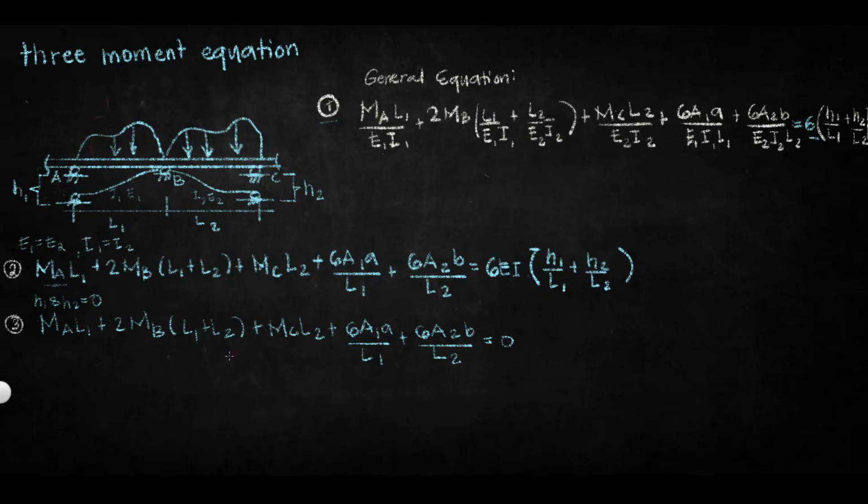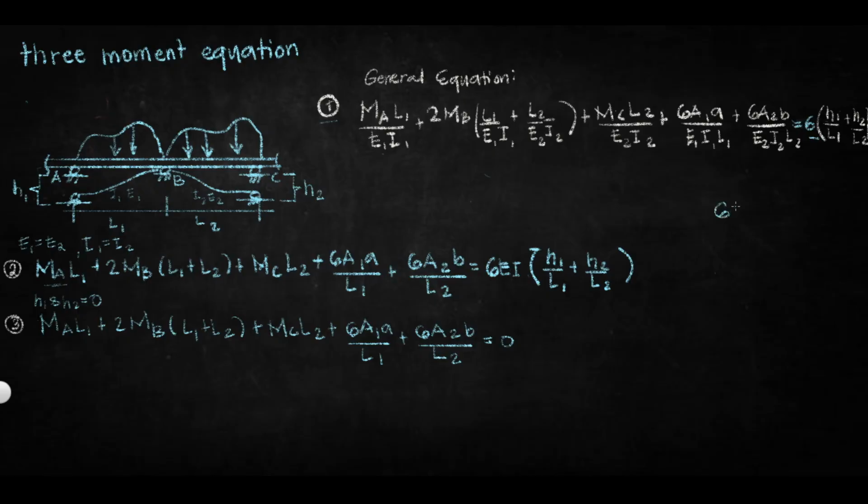Okay? So that's it. Ito po yung magiging equation natin if walang settlement. And then, EI is constant. That is equation number 3. Okay, so before we proceed to an example, let's discuss yung factor na sinasabi dito.